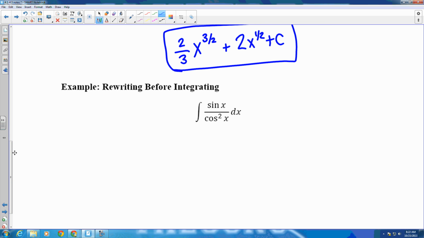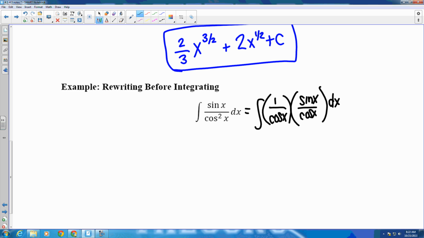Okay, another rewriting before we take the integral. This is the same thing as 1 over cosine times sine over cosine. And knowing our basic trig identities, 1 over cosine is secant, and sine over cosine is tangent. And there is a trig identity where if we took the derivative of it, we would get secant tangent, and that's what we're trying to think of. So the integral of secant tangent is secant plus c.